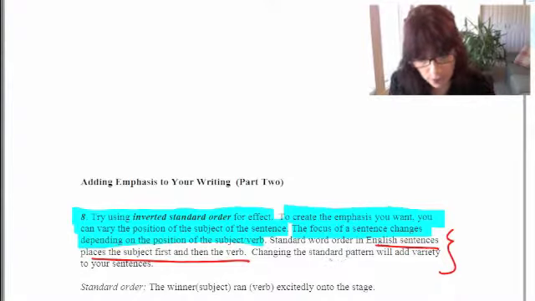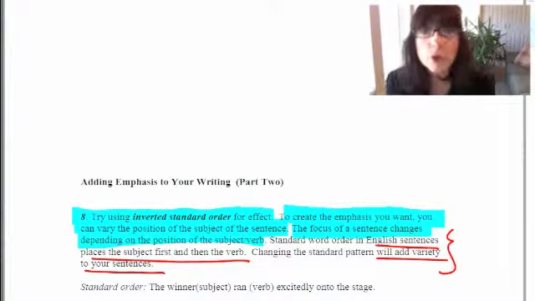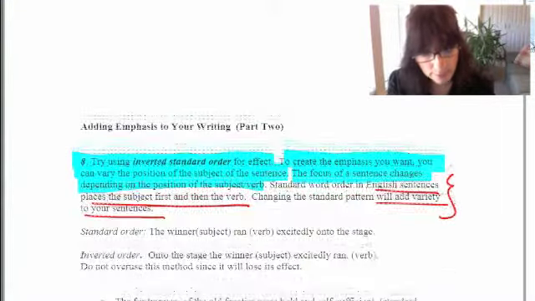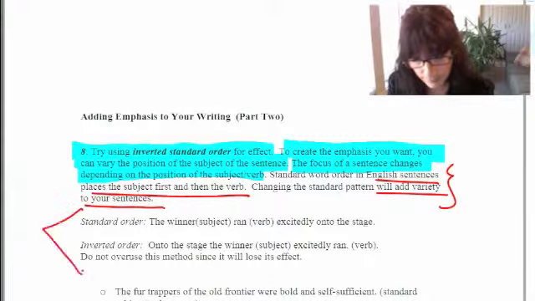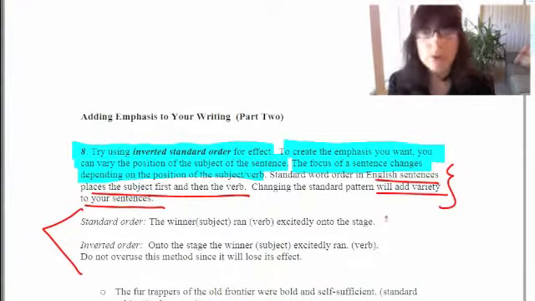You will want to change the standard pattern to add variety, and therefore you will add something new to your sentence. It'll make it a little bit refreshing. So take a look at these two sentences. One is using standard order, and the next one is inverted order.